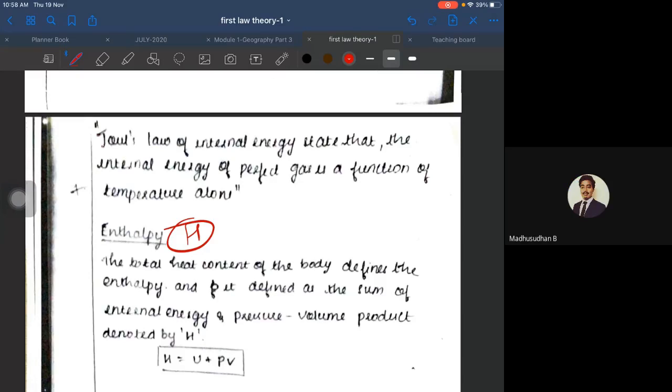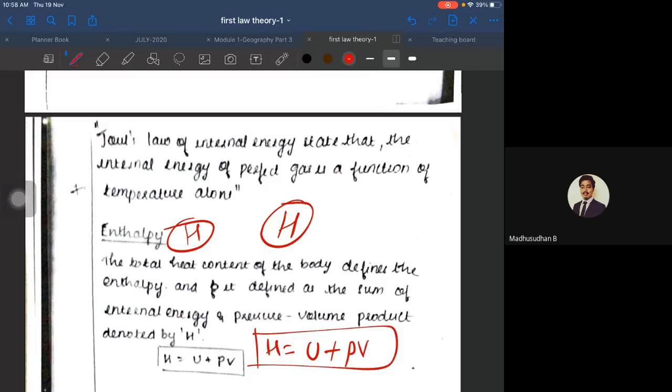So H you indicate by enthalpy. Enthalpy will give you the total heat content of the system, which is given by internal energy plus P into V. P into V is nothing but your work done. So H equals U plus PV. We always remember this expression. It is very important. Muhammad Khalid, how do you calculate enthalpy?